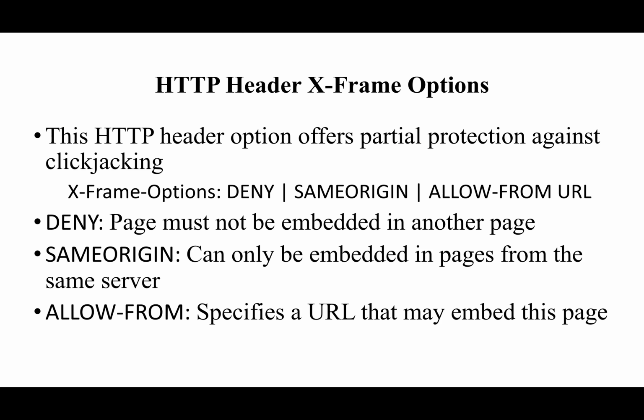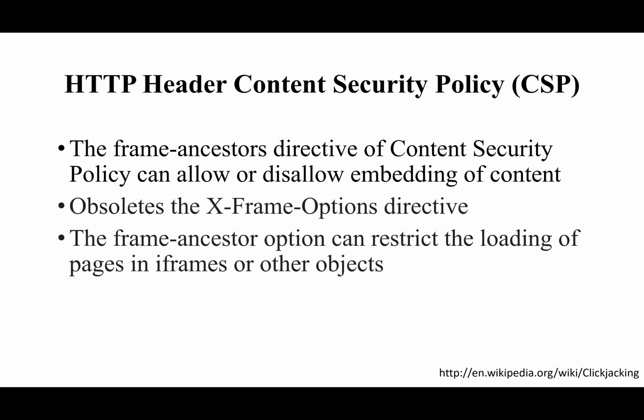Now, if you want to embed it in another server that's not yours, but you want to allow that one, you can specify the particular URL that may embed that. In other words, you have the allow-from, and then you specify the URL that may embed this. So if some other website wants to embed it, you can put it there. So that's pretty clear. It's the same options. And again, this comes in the HTTP headers.